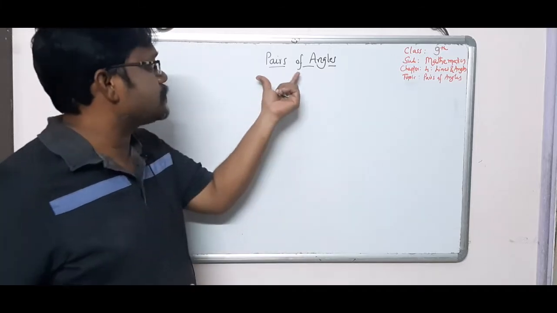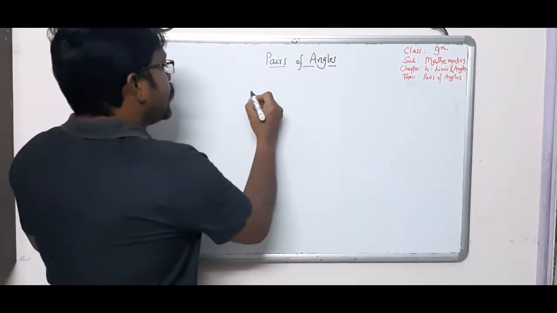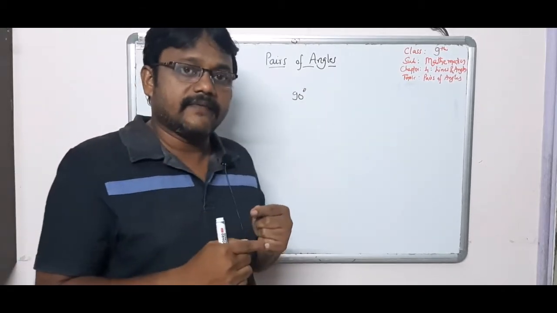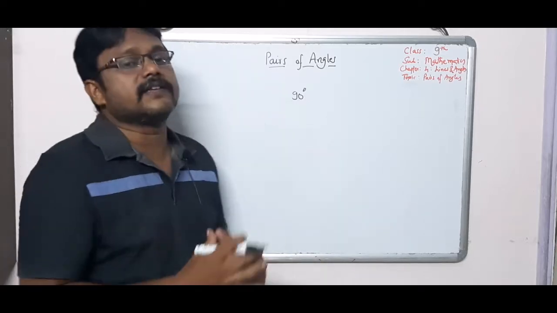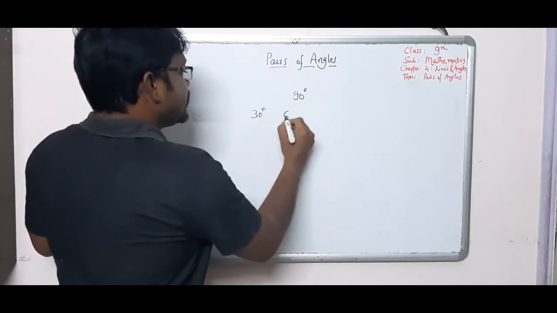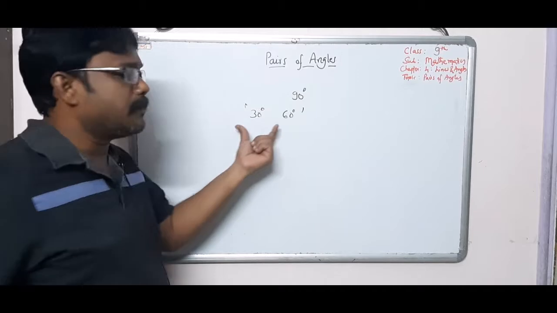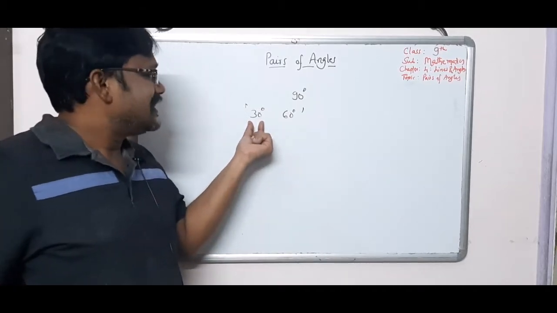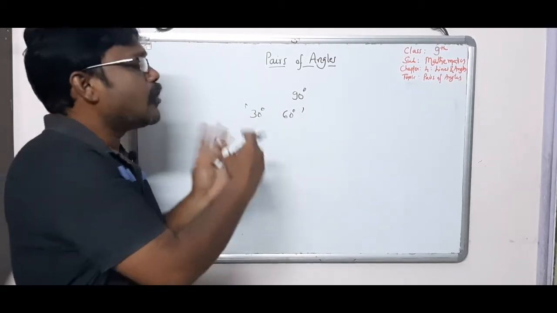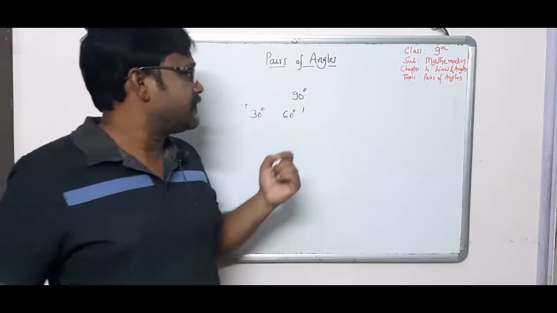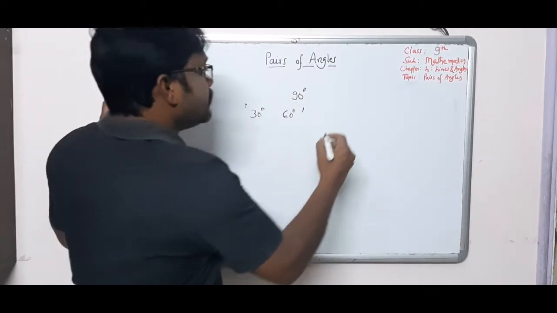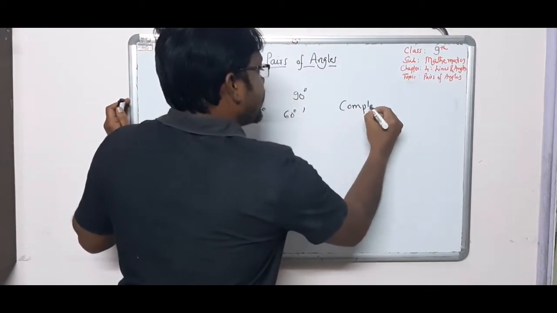The first pair: whenever we add two angles, if their sum is 90 degrees, such a pair is known as complementary angles. So if you have 30 degrees and 60 degrees, this is a pair of complementary angles. 30 degrees is the complement of 60 degrees and 60 degrees is the complement of 30 degrees. Both are complement to each other. So the basic definition is, whenever we add two angles, if their sum is 90 degrees, we call them complementary angles. This is the first pair.